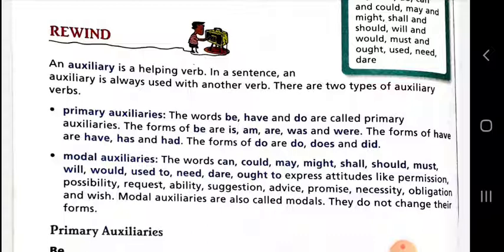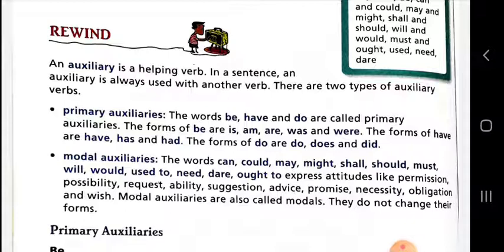Dear student, primary auxiliary verb is divided into three parts: be, have, and do. Be means is, am, are, was, and were. Have means has, have, and had, and do means do, does, and did. So we can say primary auxiliary verbs are is, am, are, was, were, has, have, had, do, does, and did. They all are called primary auxiliary verbs. You can also call it helping verb.